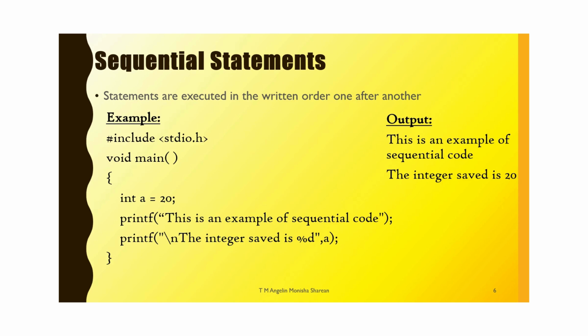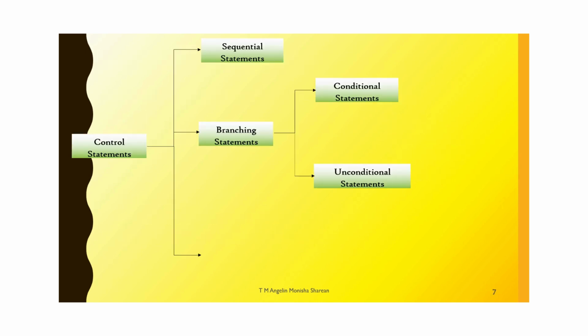So in this example, inside the main function, we have a definition part for variable a, which is allocated the value 20, and this particular variable is printed in the next two statements. So these statements are executed one after the other. That is, first the non-executable statement, that is the definition statement, then the printf statements, which are all the executable statements. There is no change in order of execution of the statement.